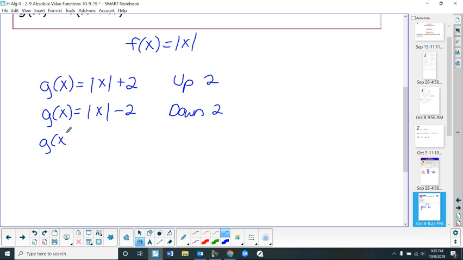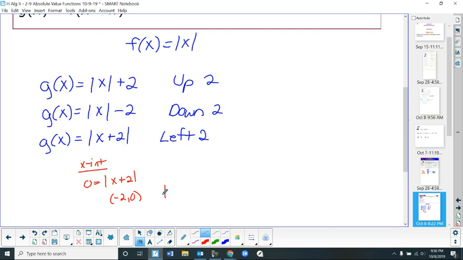But if I put it inside, it's kind of like putting it inside the parentheses. Remember, this goes opposite of what you think. This would actually go to the left 2, and we talked about why that is, and it has to do with the x-intercept. If you want to find the x-intercept of this graph, you want to let y be 0. So remember, what would x have to be to let y be 0? It'd have to be -2. So the x-intercept's at the point -2, 0, which means this thing shifted to the left 2. So that's why it's left 2.